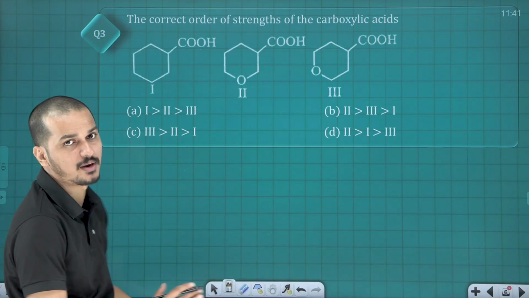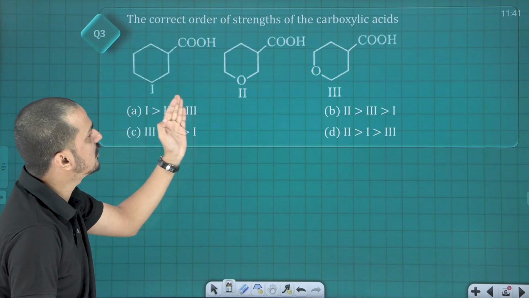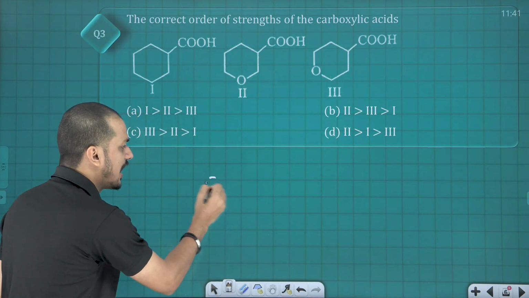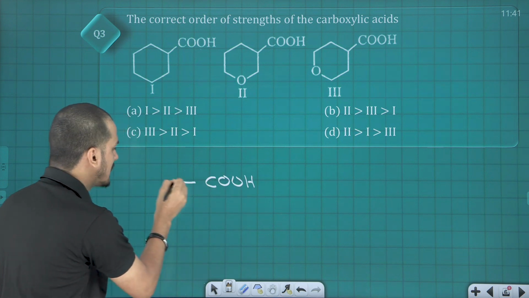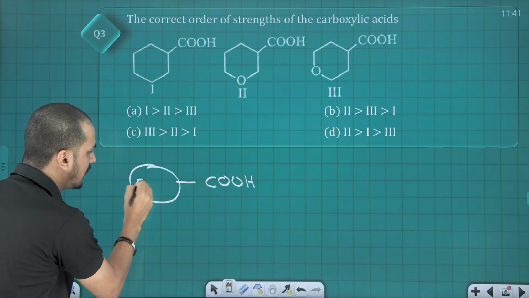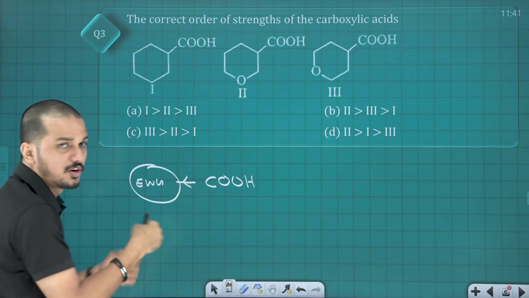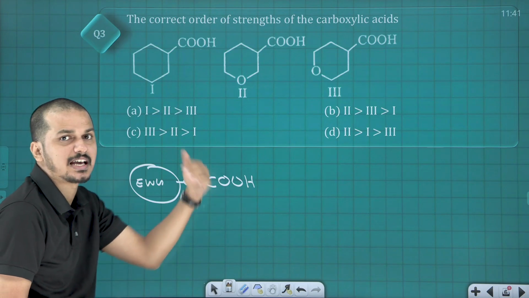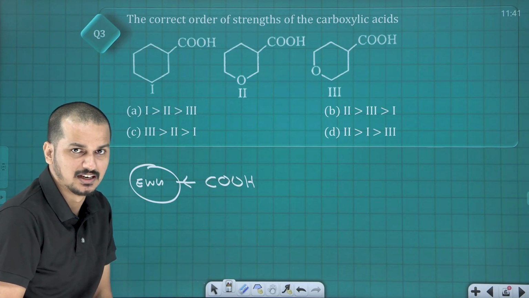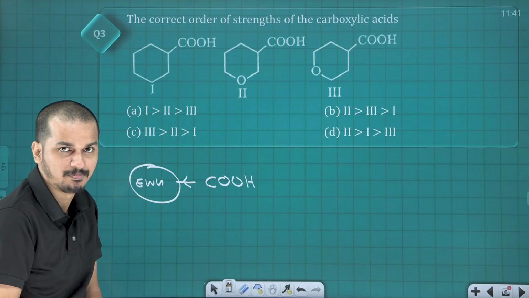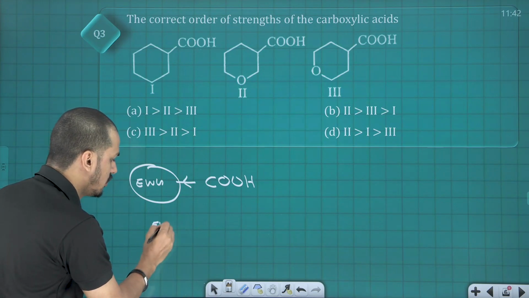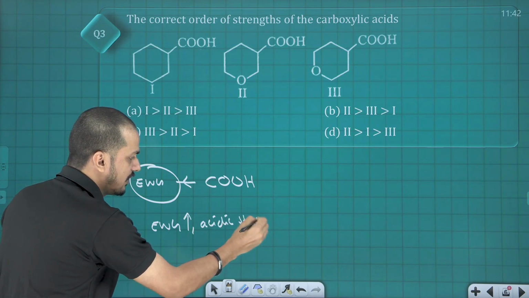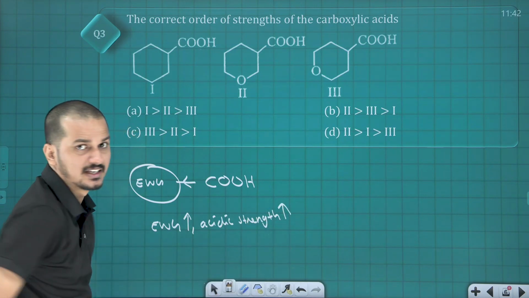What's the question here? This is also from the carboxylic acid area. The correct order of strength of carboxylic acid. We learned the basic idea: if a carboxylic acid is connected with an electron withdrawing group, that will withdraw the electron from this carboxylic acid, so automatically H plus can be easily removed. That idea we learned. So an electron withdrawing group will increase the acidic character, the acidic strength.